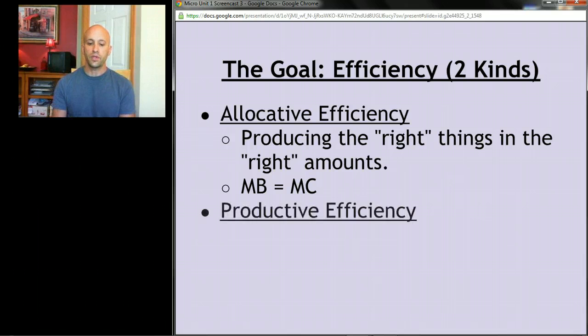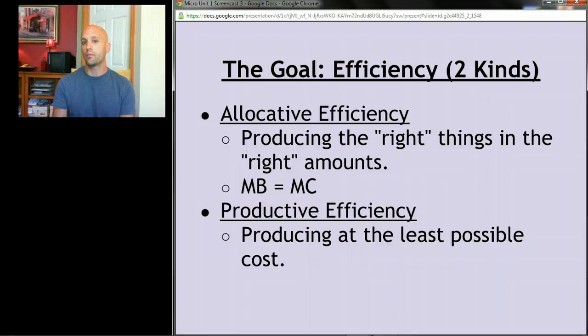The second kind of efficiency is called productive efficiency. And what that means is that whatever you're producing, you're producing at the least possible cost, producing with the fewest possible resources.